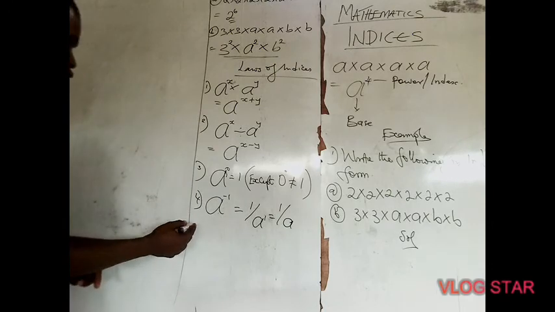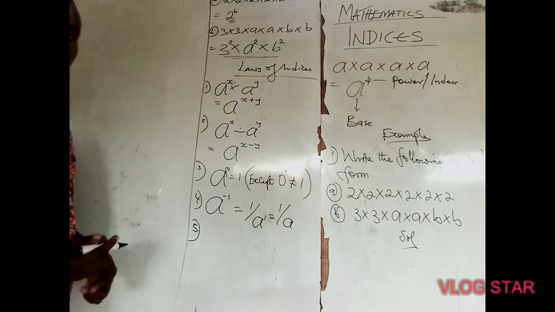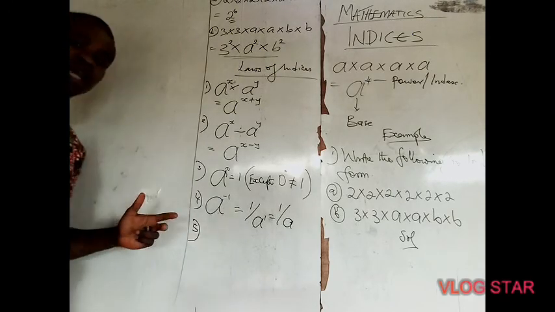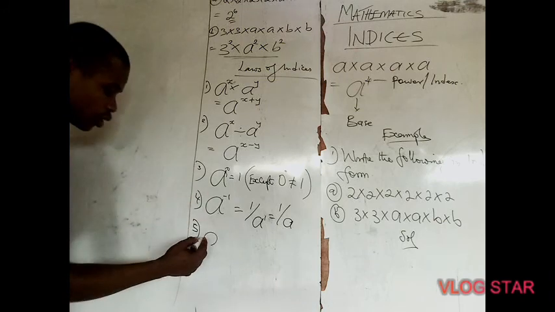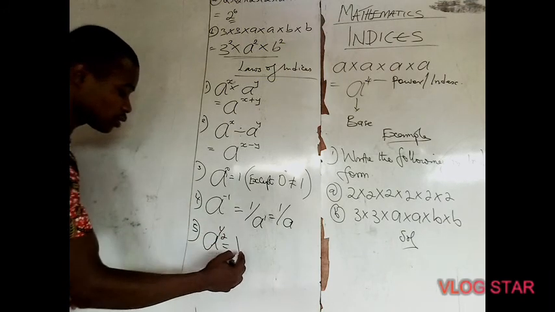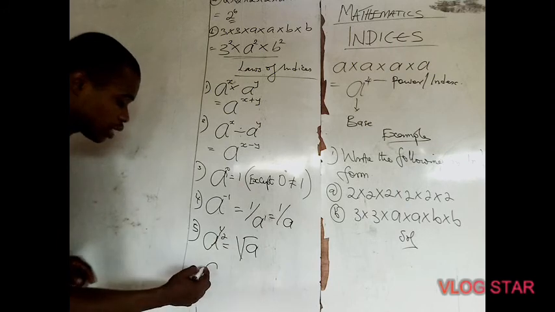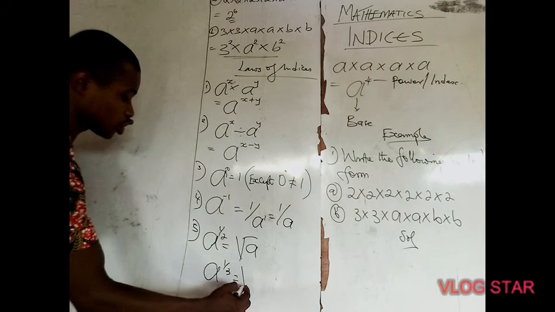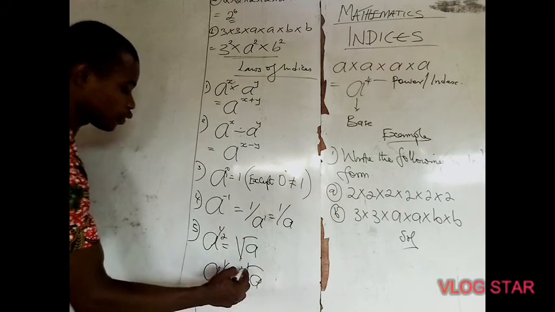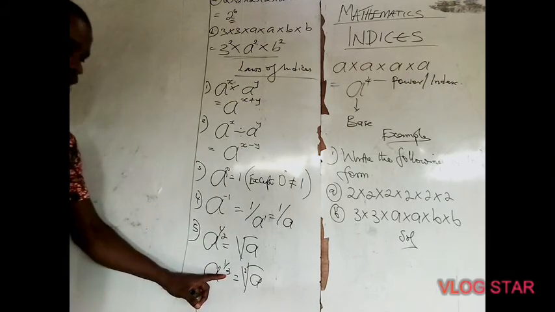Then we go down to the next law, which is the fifth law, the root law. What does the law say? The root law is the law that shows different roots. A raised to power 1/2 simply means the square root of a. Then a raised to power 1/3 will give us the cube root of a.